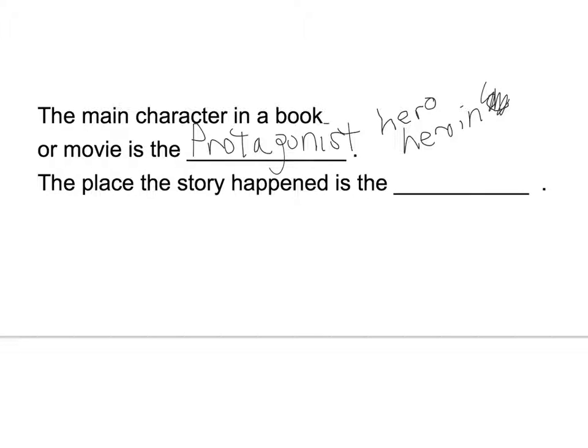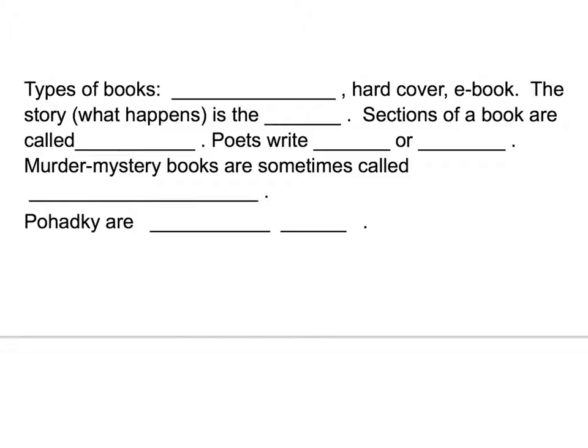The place the story happens is the setting of the story. Types of books: softcover, hardcover, e-books. The story, what's happening, is the plot. And sections of a book are called chapters.